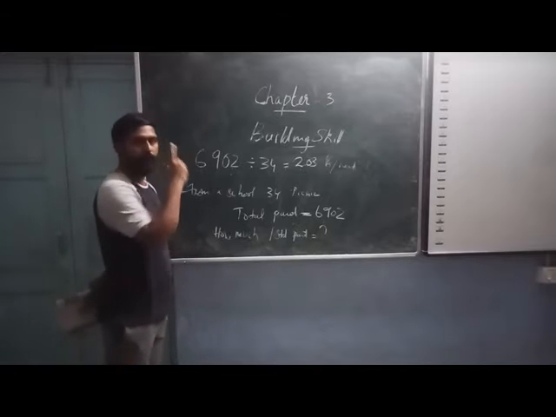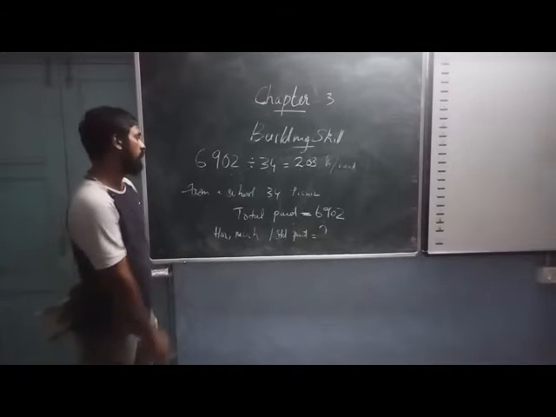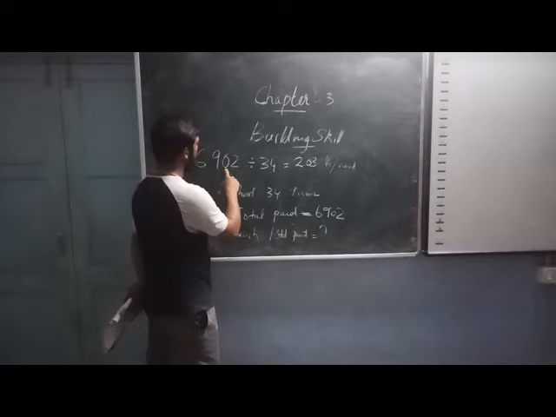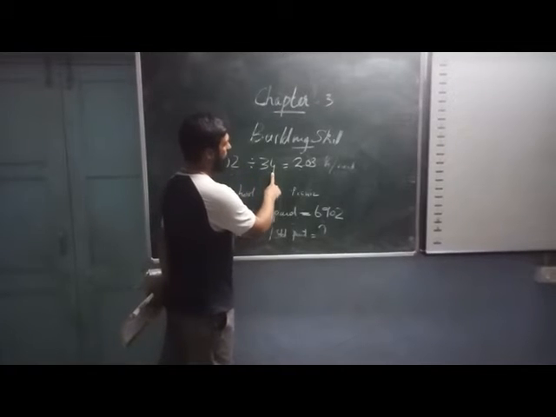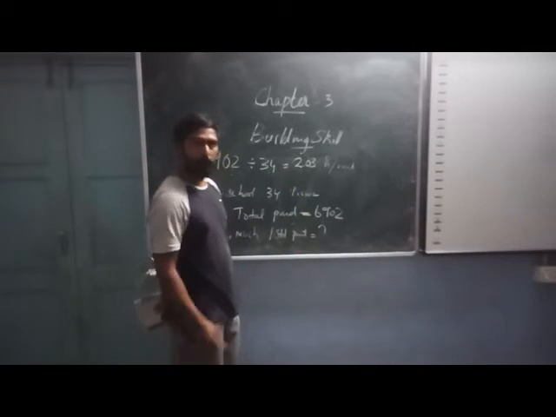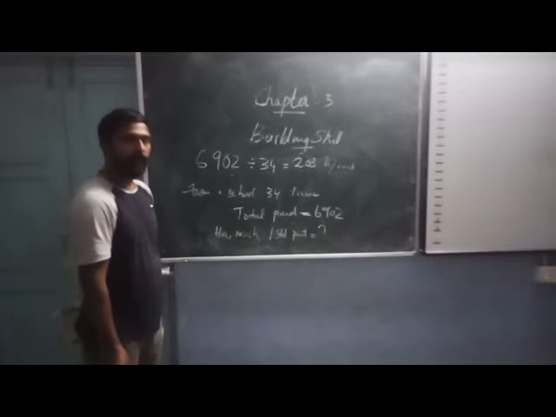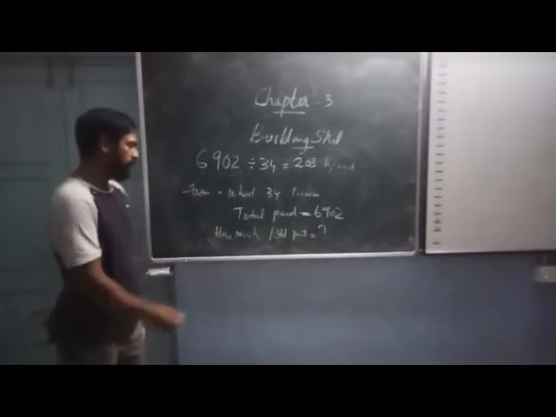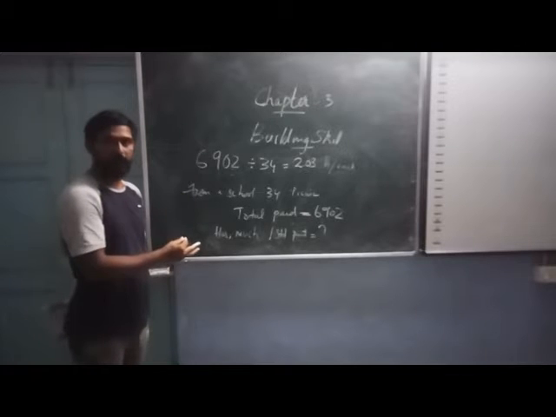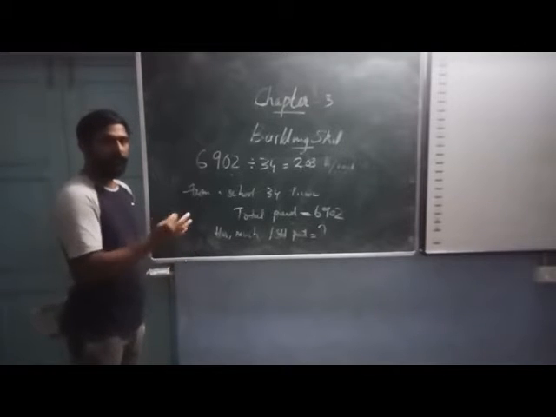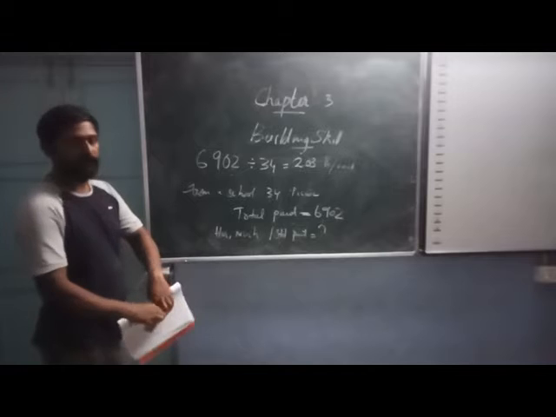So how much is the cost of one ticket? We have to divide 6,902 by 34. That is 203 rupees, the cost of one ticket. Okay, is that clear? So this is how we frame the questions when an operation is given.